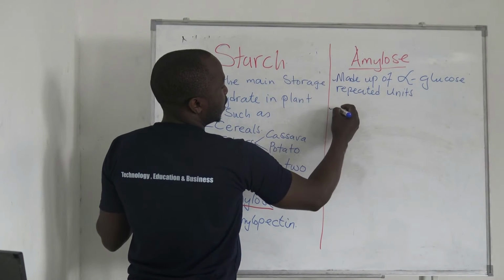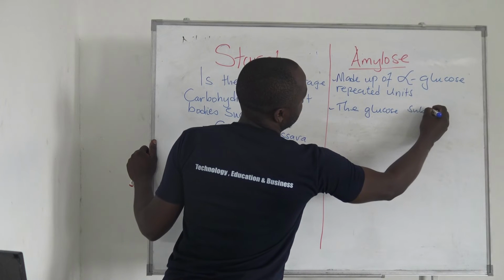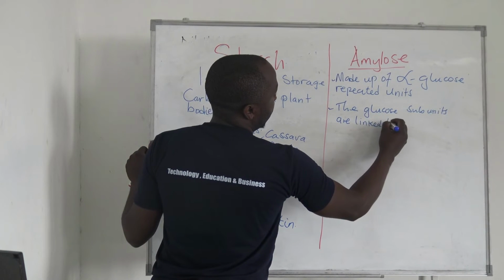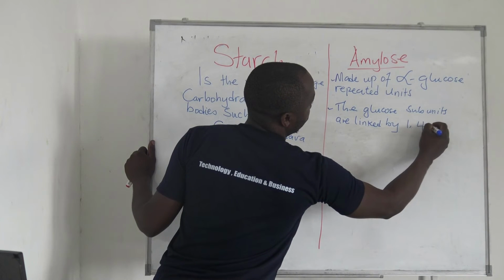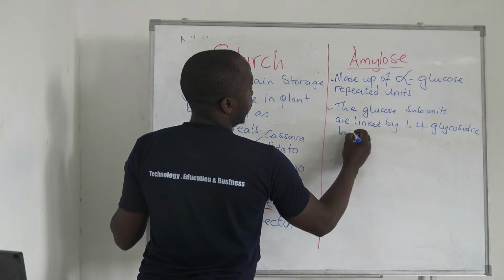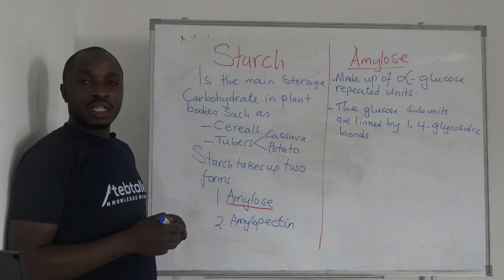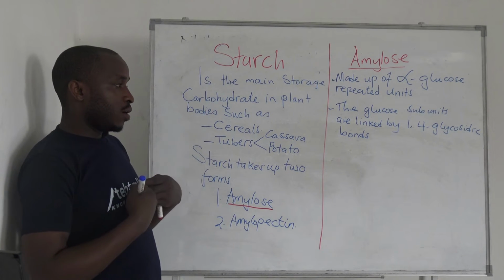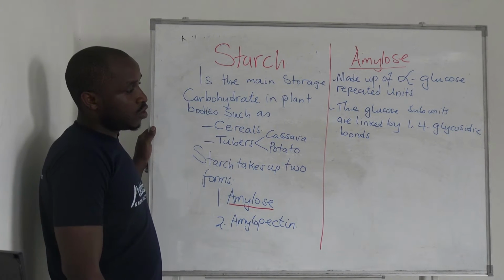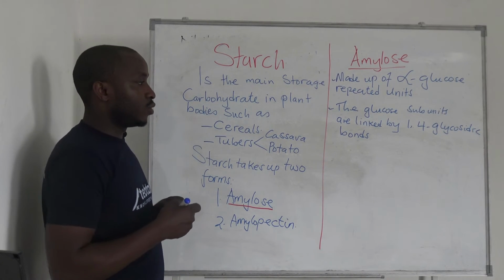So meaning the glucose subunits are linked up by 1,4 glycosidic bonds. So we have 1,4 glycosidic bonds within amylose. We saw how the 1,4 glycosidic linkage is made between carbon atom number 1 of one glucose unit and carbon atom number 4 of another glucose unit to establish that ether bond.